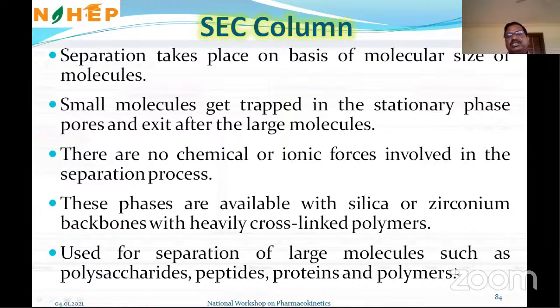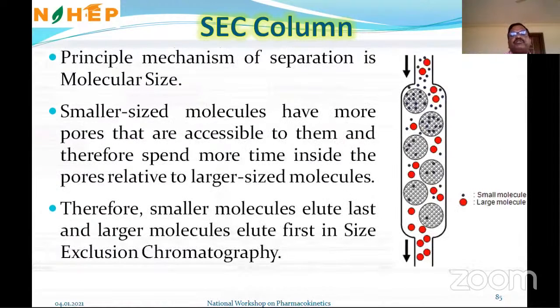They are used for separation of larger molecules such as polysaccharides, peptides, proteins, and polymers. These are separated by using size exclusion chromatography. Here the principal mechanism of separation is the molecular size.